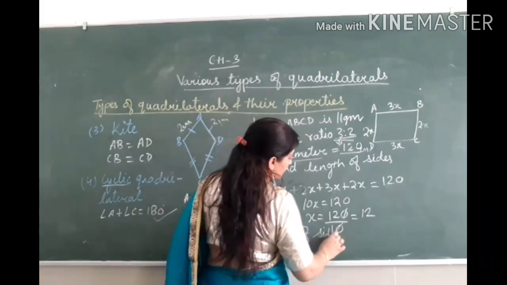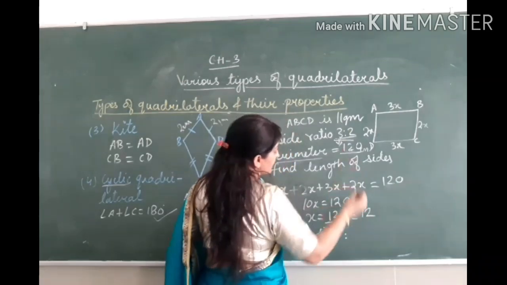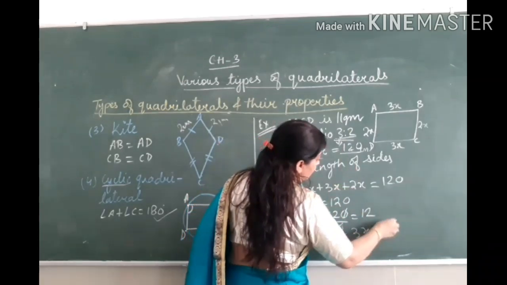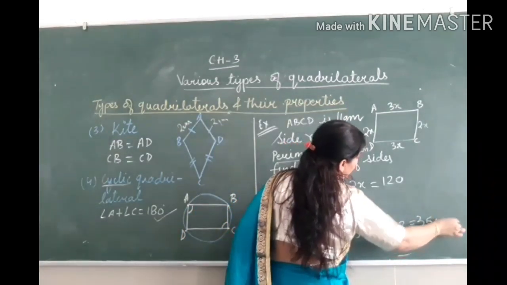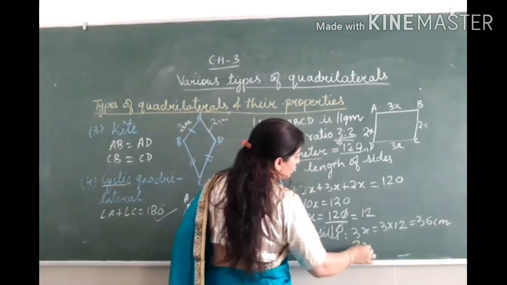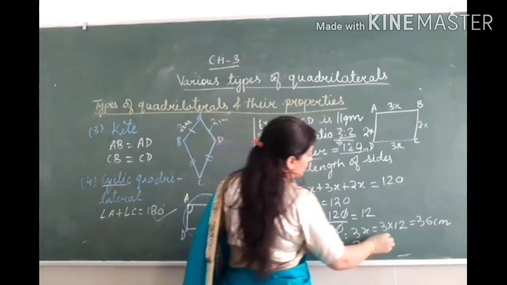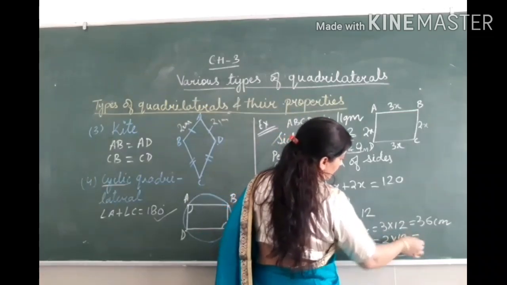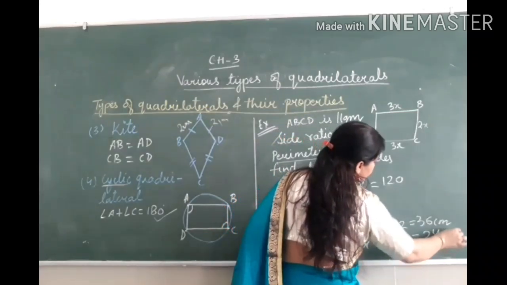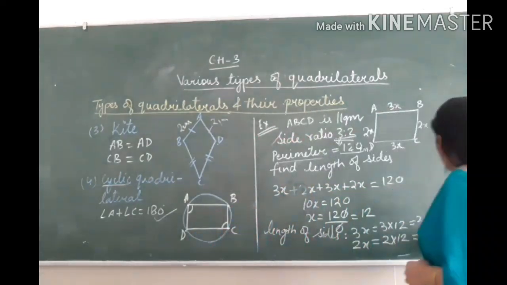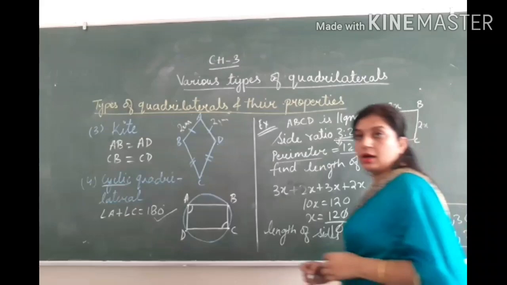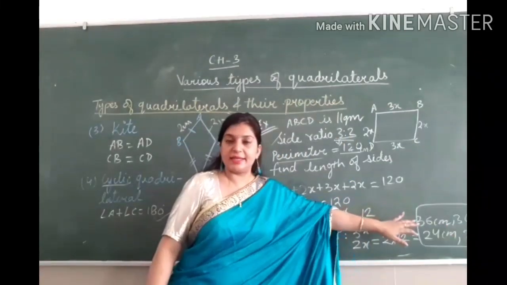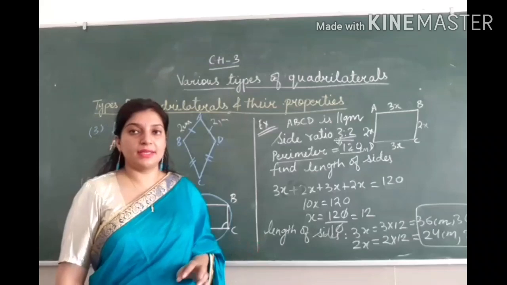So the length of sides: the first side is 3x, so 3 into 12 will come out to be 36 centimeters. And then the next is 2x, so it is 2 into 12. This will come out to be 24 centimeters. One opposite side is also 36 centimeters and the other is also 24 centimeters. So there are 4 sides, among which 2 are of 36 centimeters and 2 are of 24 centimeters.